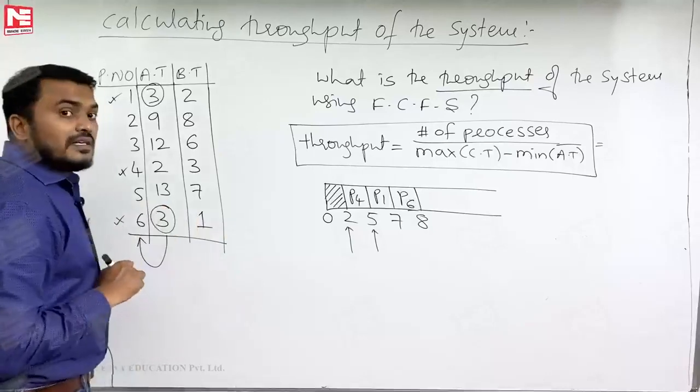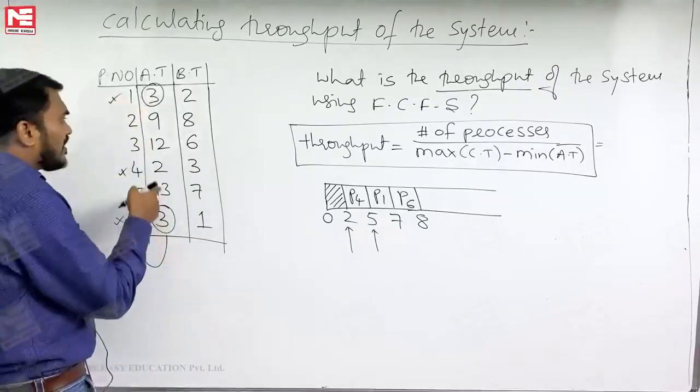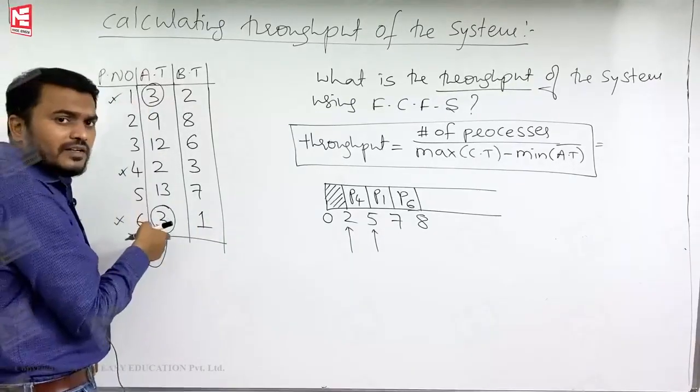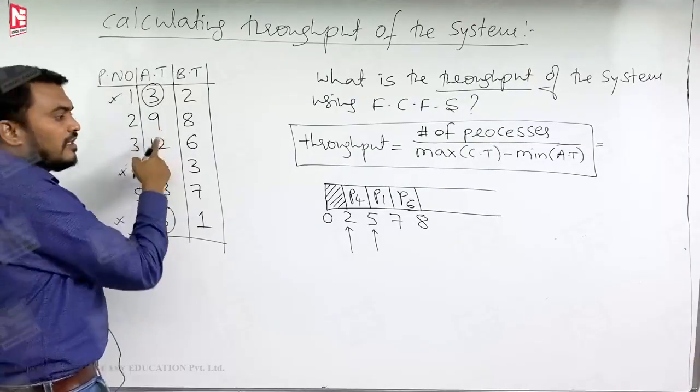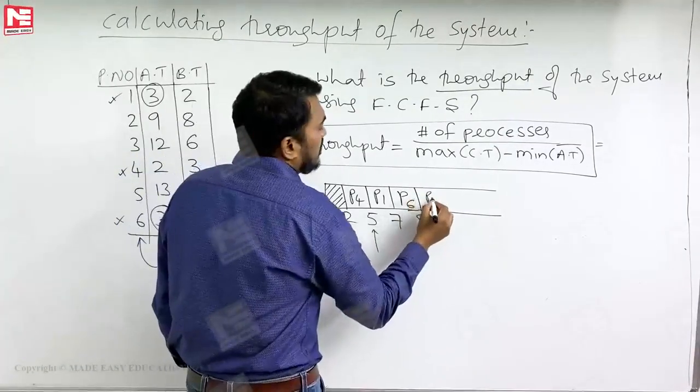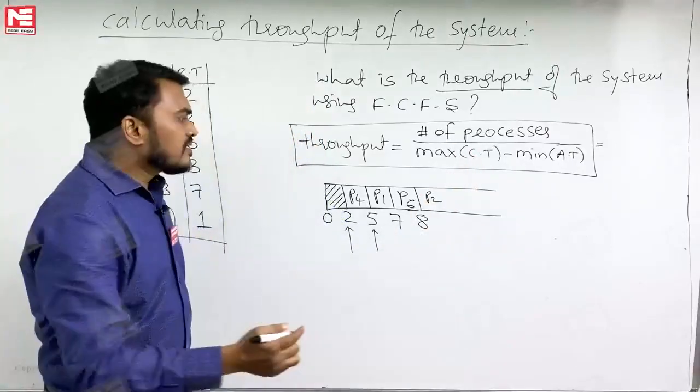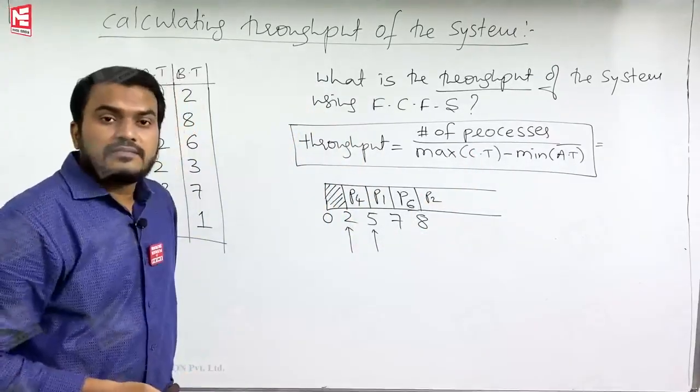At the time 8, is there any other process available? Look at the arrival time. At time 8, is any other process available? No. At what time is the next process coming? Look, it is coming at 9. So what did some people do? Okay, they ran P2 here. Somebody executed P2 directly at the time 8.